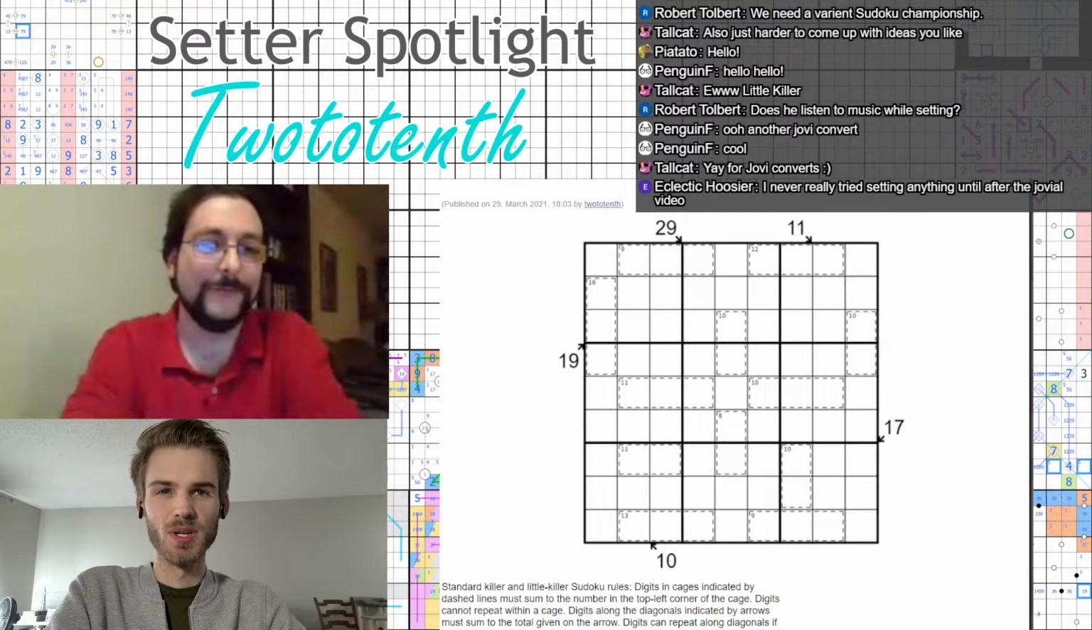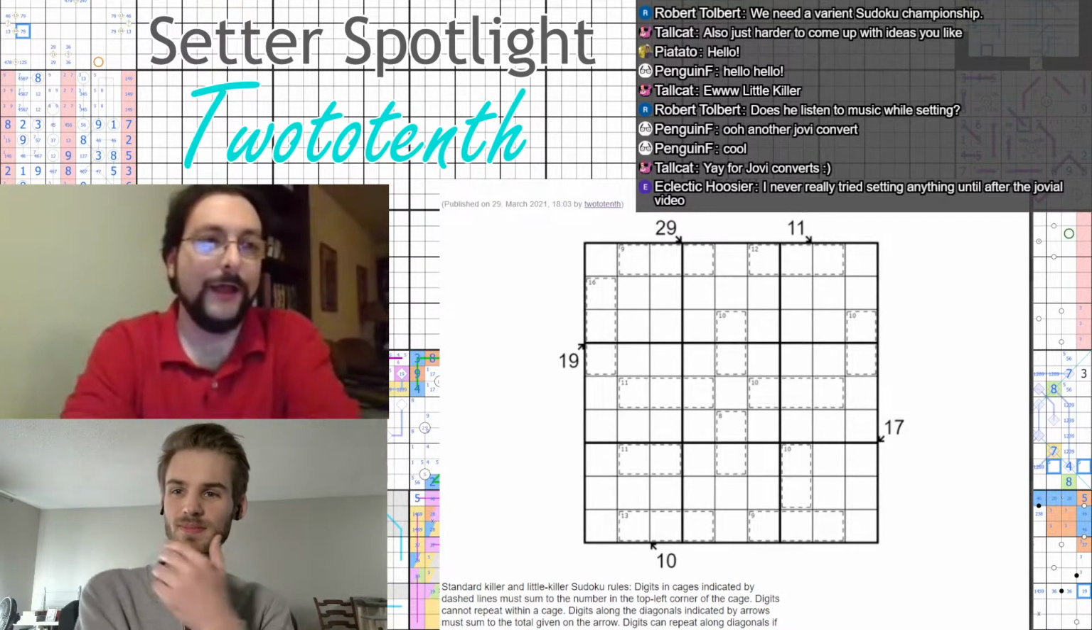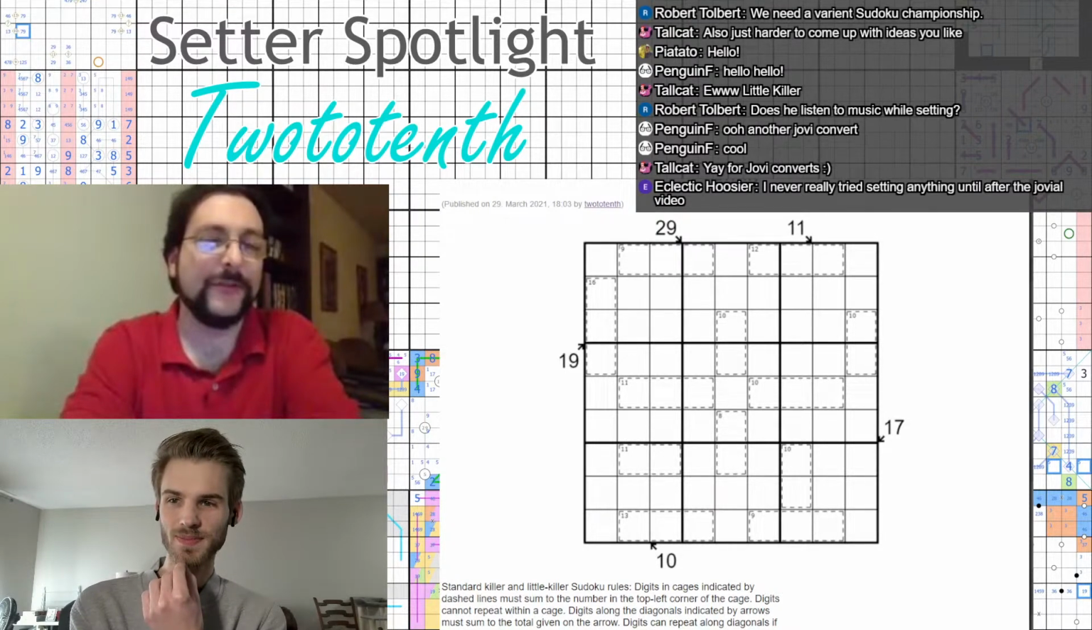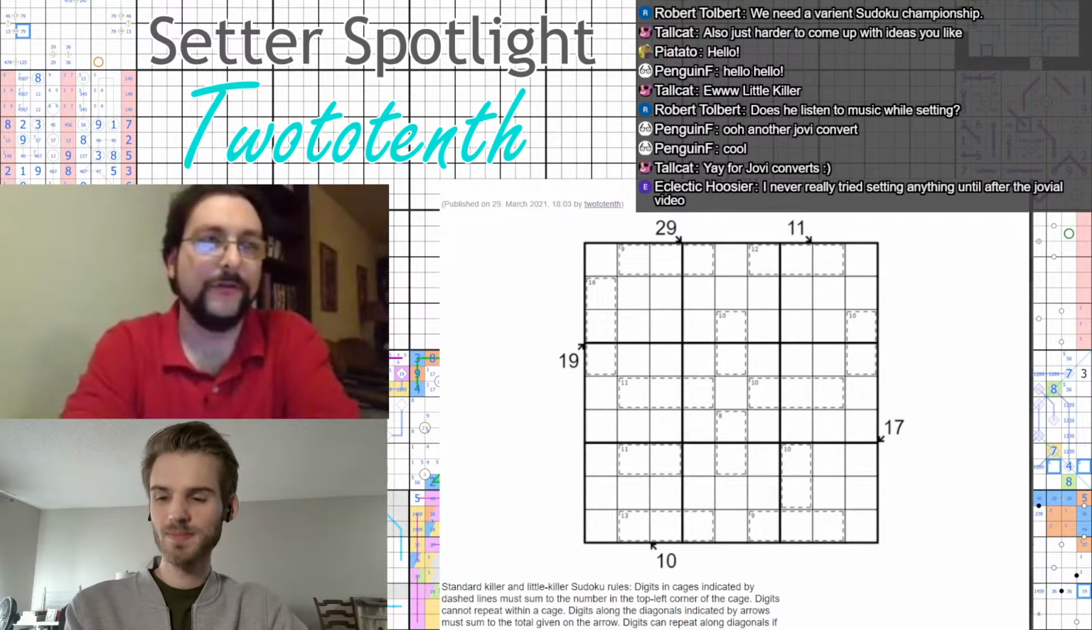So did Jovi's setting video directly inspire this puzzle specifically, or just the fact that you decided to set? There wasn't anything about this specific setup that came from Jovi's setting video necessarily. It was more just the ideas behind setting, and starting from a break-in and working through a solve path. Just the general things that we all take for granted at this point as setters, where it's like, yes, of course, this is how you set a puzzle, but I'd never really thought about how to do it before I'd watched that.